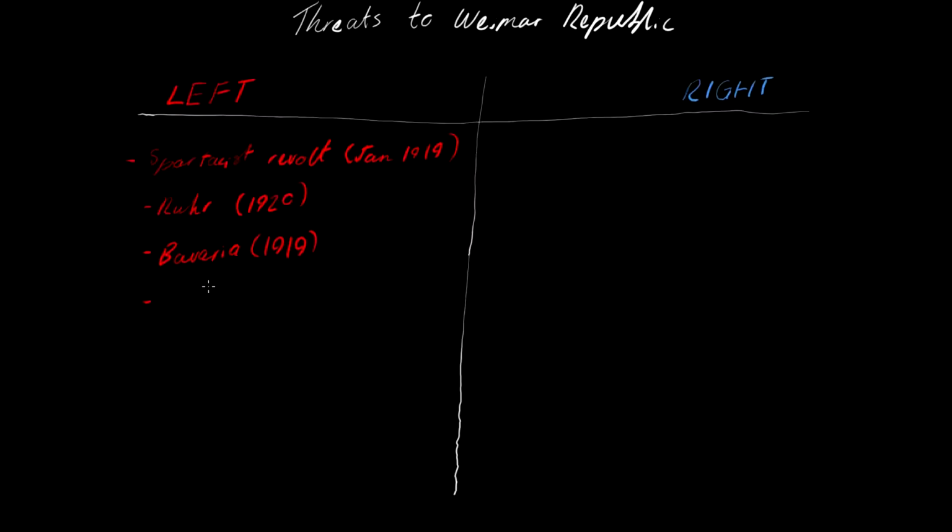And we can't forget about the Russian Revolution, which was in October 1917. So the Russian Revolution, also known as the Bolshevik Revolution. So that was in October 1917. And on the right, we have the Kapp Putsch, which was in 1920.